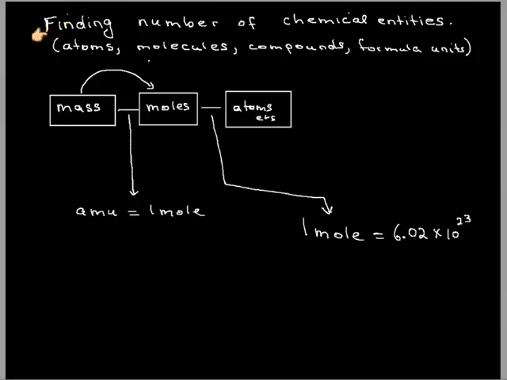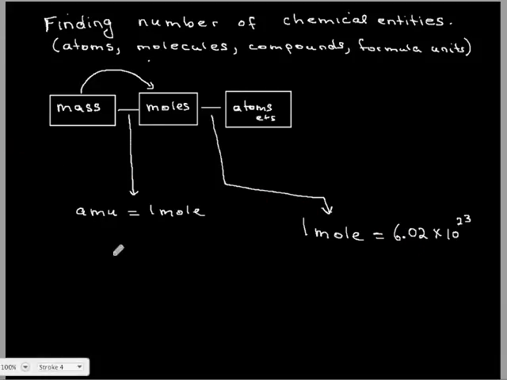To find the number of chemical entities, which basically is finding the number of atoms, molecules, compounds, or formula units as the case may be, the best way to do this is to create 3 boxes, mass, moles, and atoms, etc., in this order. Going from mass to moles or moles to mass, we will need the relationship between atomic mass unit and moles. And going from moles to atoms and vice versa, you will need the relationship between moles and 6.02 by 10 to the 23.